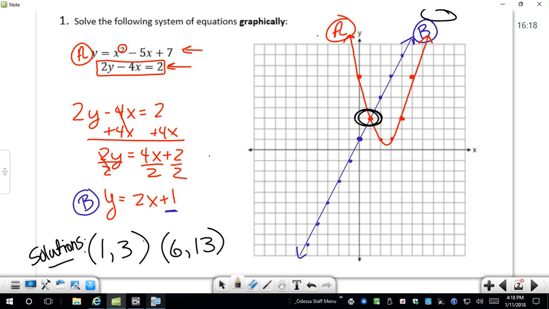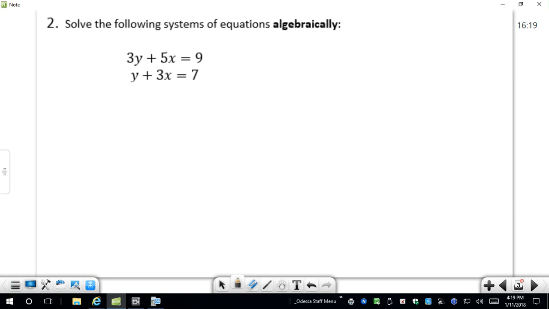All right, so that wraps up number 1 for us, guys, graphing nonlinear systems. So moving on to number 2. Number 2 says solve the following systems of equations algebraically. So here we have a basic system of equations, no word problems, just 2 linear equations that we want to find the solution to.